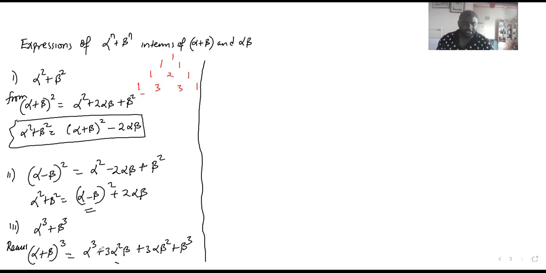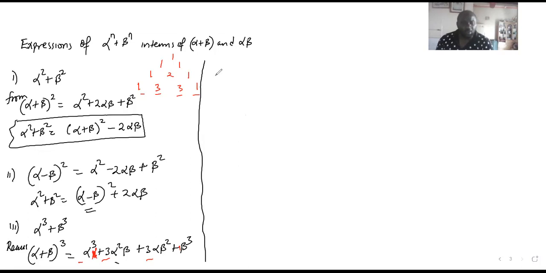So the 1 is the 1 here. The 3 is the 3 here. The 3 again is the 3 here. Then the last one is the 1 here. But the powers go on reducing. The first term reduces the powers from the highest degree of the power. The second one goes on gaining. So here you had beta power 0. But I don't want to talk much about that right now because I might confuse you when we have not yet discussed that. So let us just borrow from Pascal's triangle to get this expansion.